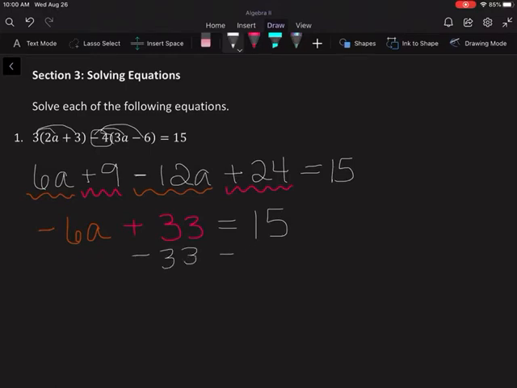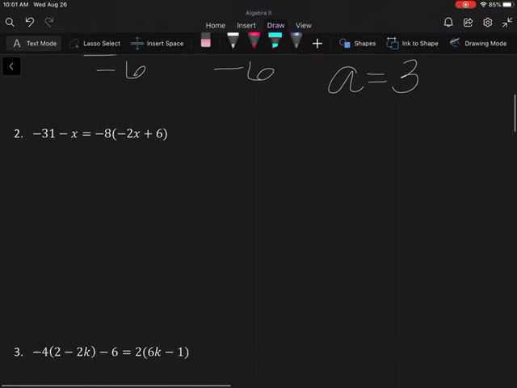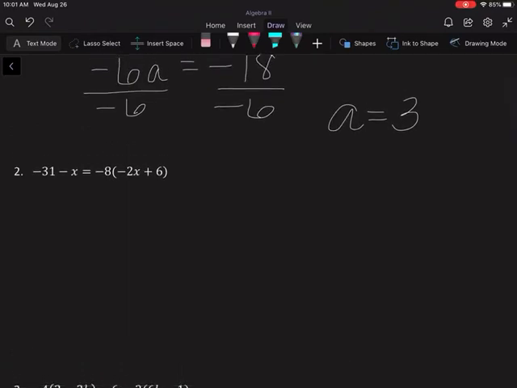My next step would be to subtract 33. 15 minus 33 is -18. And I drop the -6a down. I have -6 divided by -6. So a is equal to 3. All right, let's keep moving along.